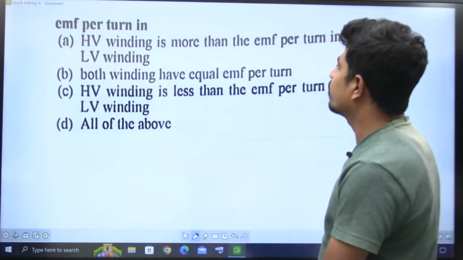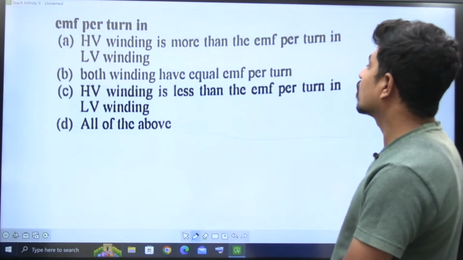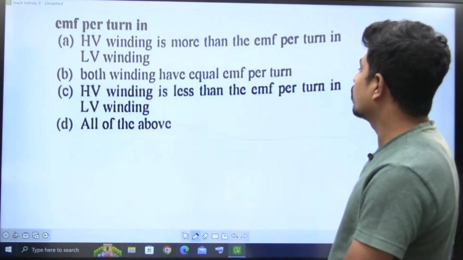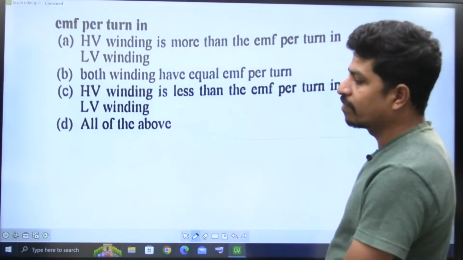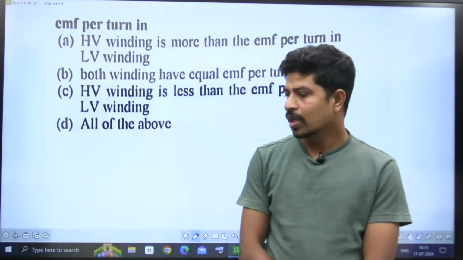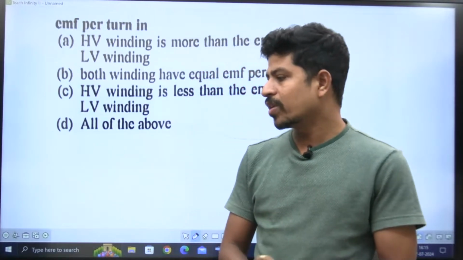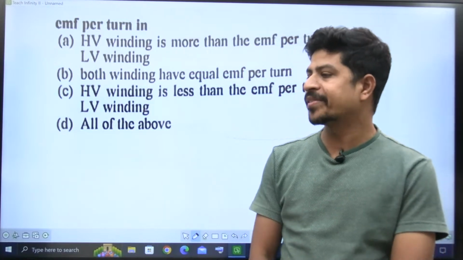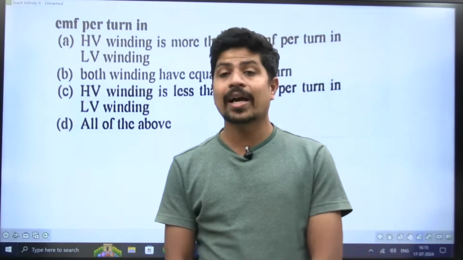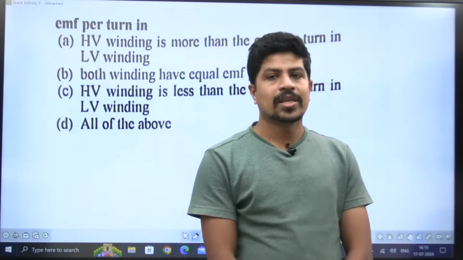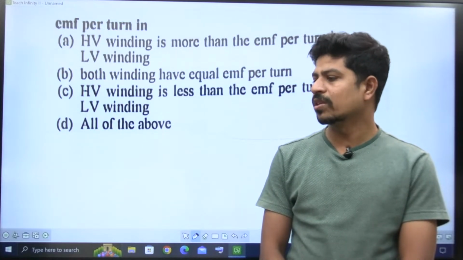I'll read the question. EMF per turn in HV winding is more than EMF per turn in LV winding. Both the windings have equal EMF per turn. HV winding EMF per turn is less than the EMF per turn in LV winding. Option D is all of the above. Harika already gave the answer as B. Anyone? Harshavardhan, Vijay, and Max, you people can answer this question, then I'll go forward. I'll give my explanation. Only one person has given the answer. Very easy question.